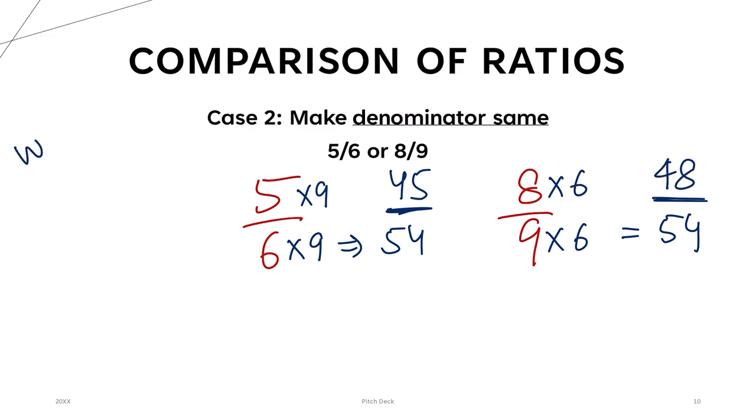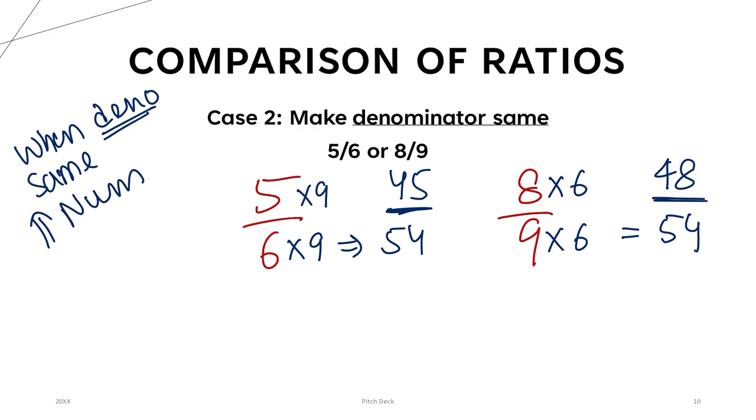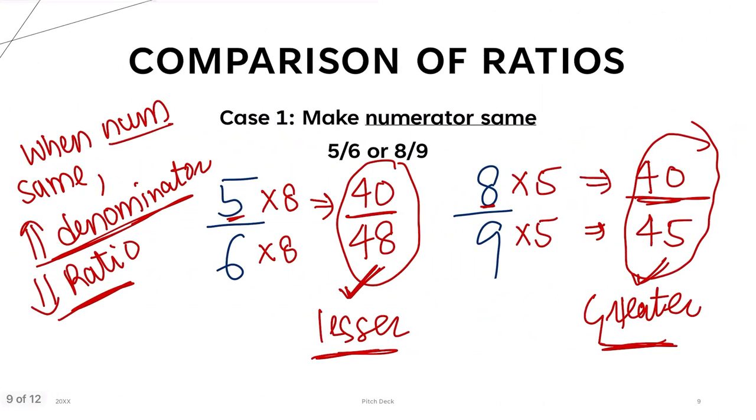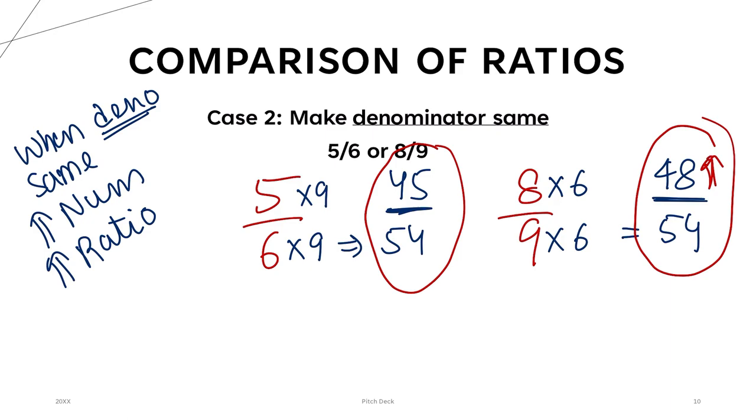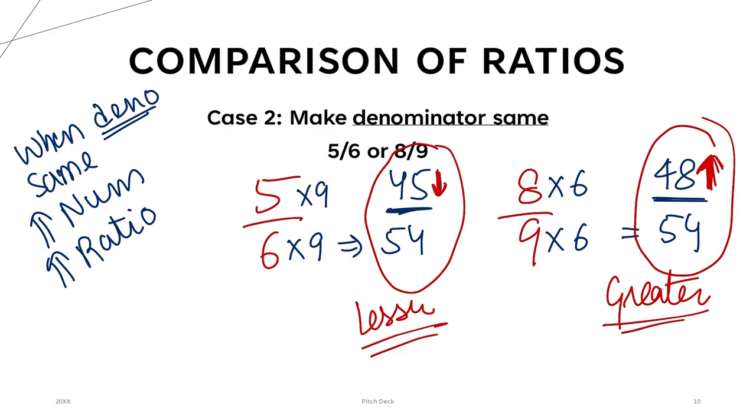Now note this down. When the denominator is the same, higher the numerator, higher the ratio. Just compare this. When the numerator was the same, higher the denominator, lesser the ratio. When the denominator is the same, higher the numerator, higher is the ratio. So in our case, since the denominator is the same, higher the numerator, higher is the ratio. I hope this is clear.